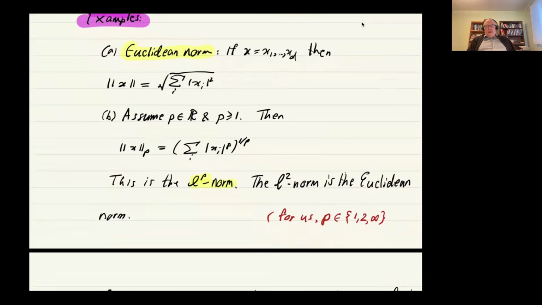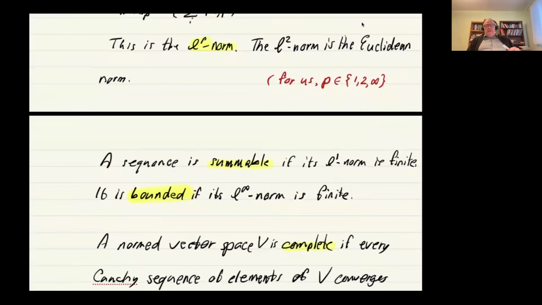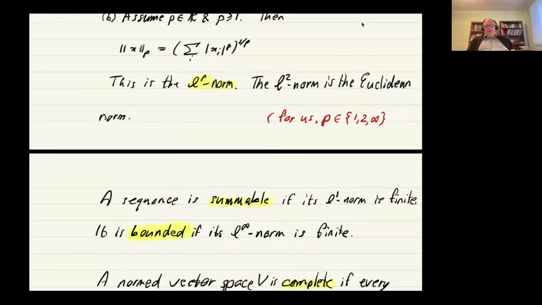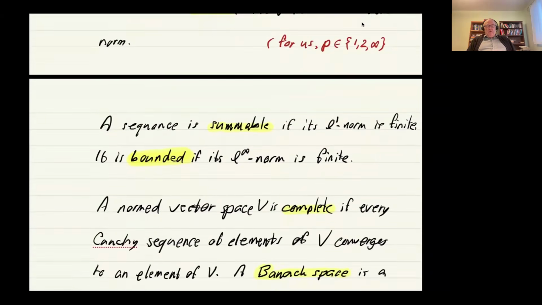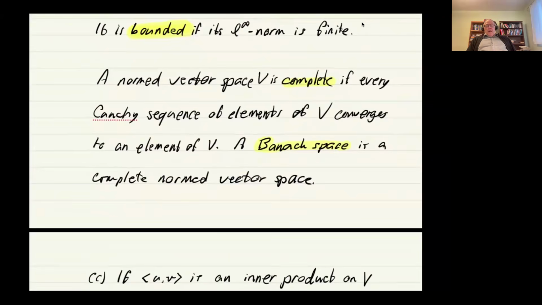Let me make those concrete. A sequence is summable if its L1 norm is finite; the sum of the absolute values exists. It's bounded if the L-infinity norm is finite. So this is the definition. The L-infinity norm is the maximum value of the absolute value of an entry. The L1 norm is the sum of the absolute values. And the L2 norm is, as I said here, just the Euclidean norm. So those are the three norms that might come up. Generally, we'll need more than one norm before we go on.